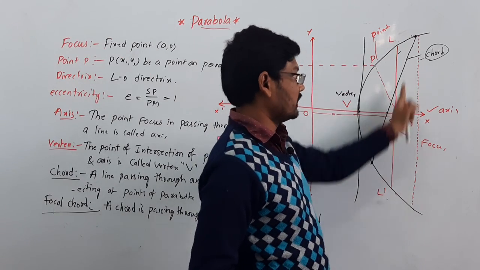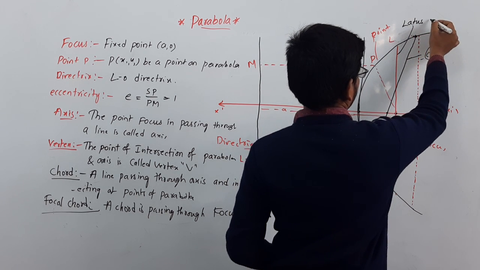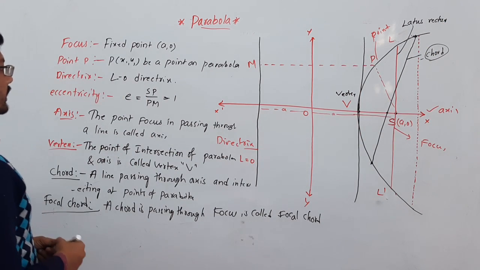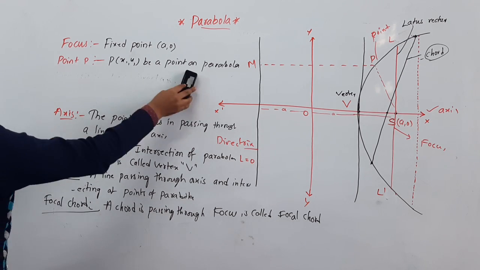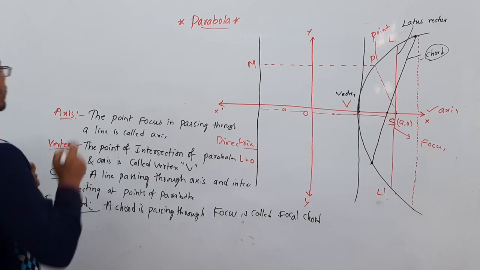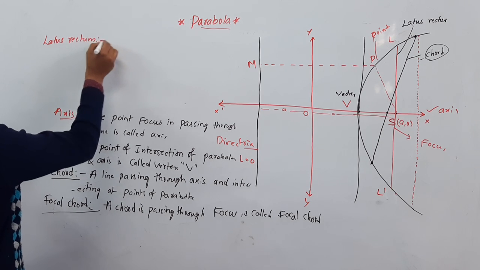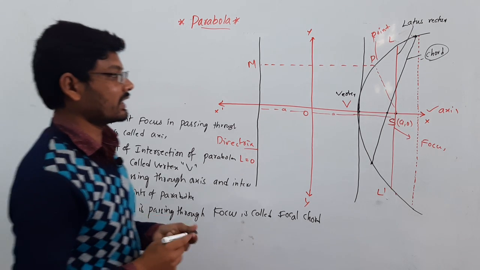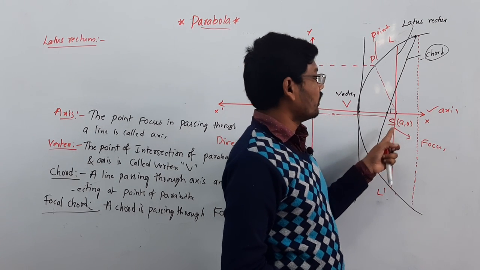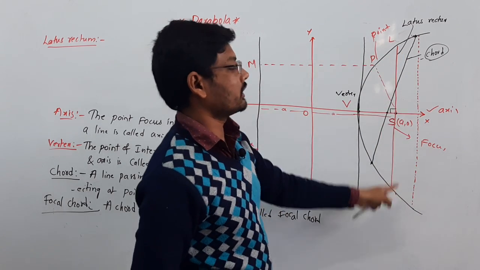And this line is the most important line. This is the latus rectum. I am erasing this one. Latus rectum. What is latus rectum? A line which is passing through the focus and perpendicular to the axis and intersecting at 2 points of the parabola.